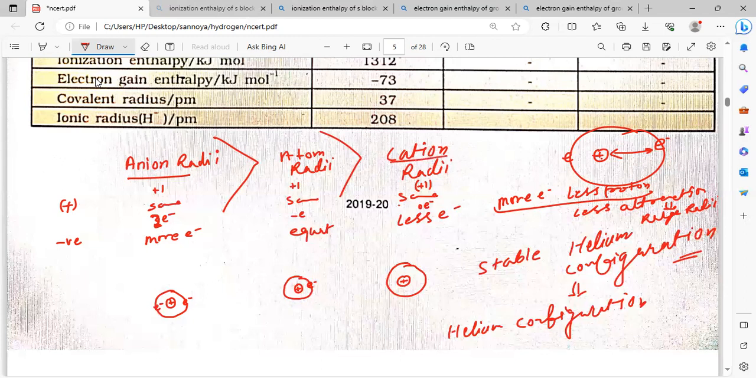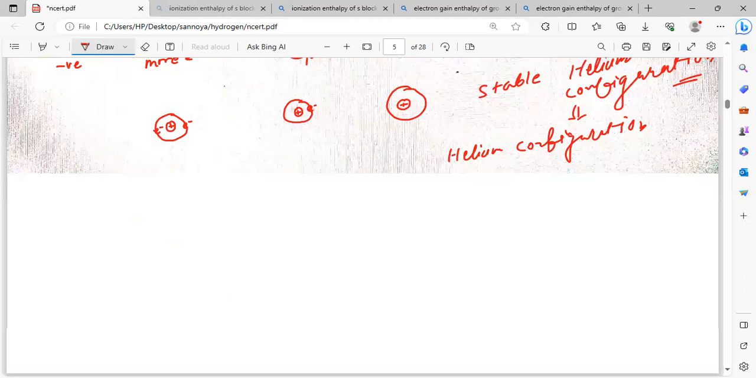So here, covalent radii means this is the radii of the hydrogen atom. This is going to be small. But here is H minus, so H minus means there are 2 electrons, so the radii will be high. Yes. Understood. Thank you very much for understanding.